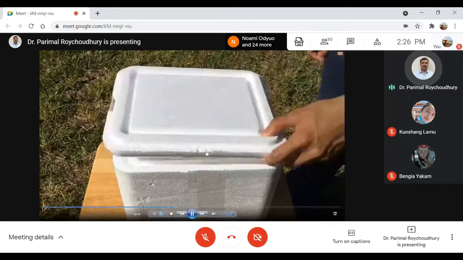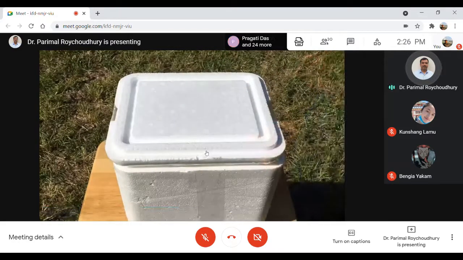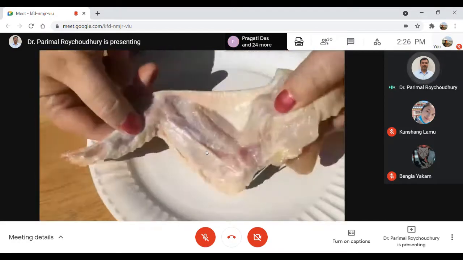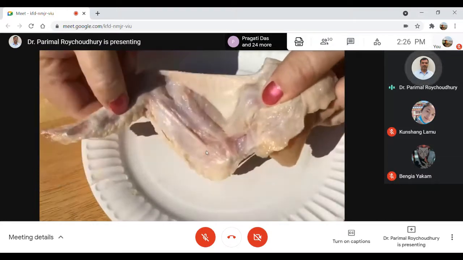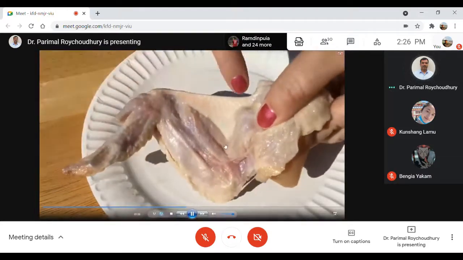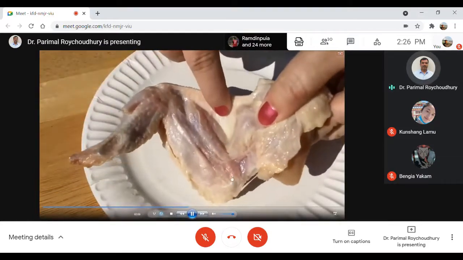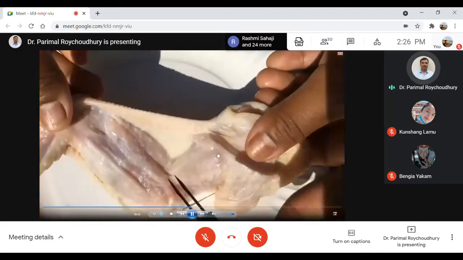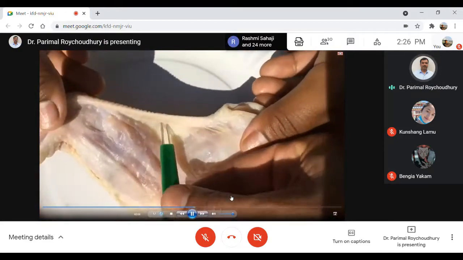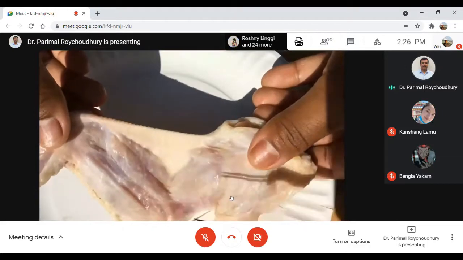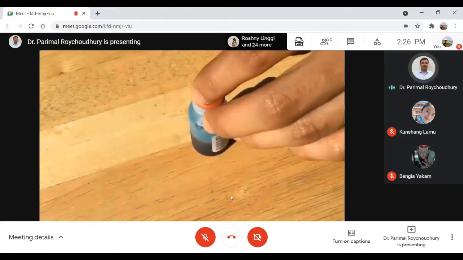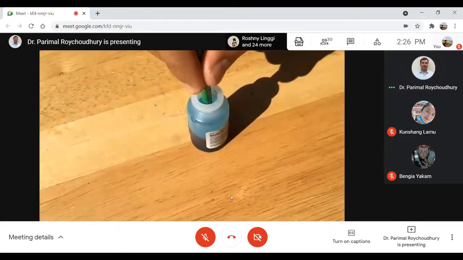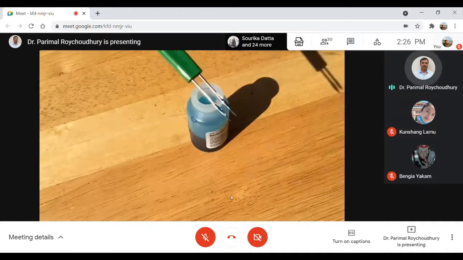It needs to be kept in the ice pack so that these live strains are preserved. They'll be demonstrating on this piece of meat only, and after that on the live bird. So these are the locations where you can inoculate it. This is the way, you have to dip it into the vaccine bottle and then you punch it.